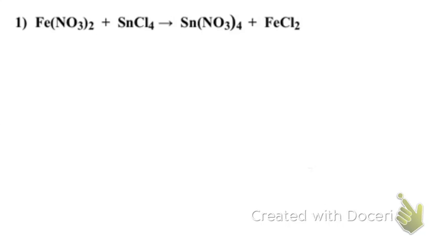Alright, so our first example, we have FeNO3 plus SnCl4 yields tin nitrate plus iron chloride. Having to say out every time FeNO3 plus SnCl4 turns into SnNO3 plus FeCl2 doesn't let me know that you're a scientist, doesn't let me know that you have any background in the sciences. So what we're going to do is you're going to use the naming rules and your knowledge of polyatomic ions to properly name these things.